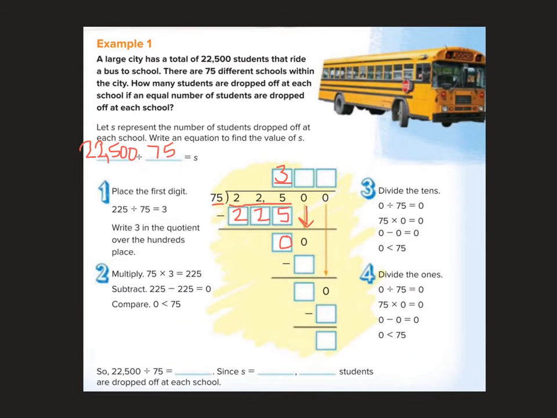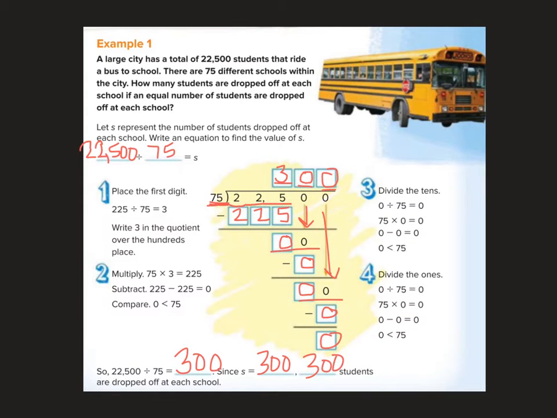I'm going to bring it on down and divide. 0 divided by 75 is 0. So then I multiply. 75 times 0 is 0. And I subtract. Bring it on down. 0 divided by 75, 0. Multiply 75 by 0, I get 0. Subtract, I get 0. Okay. So that one was on the easy side. So 22,500 divided by 75 is 300. Since S equals 300, that means that 300 students are dropped off at each school.